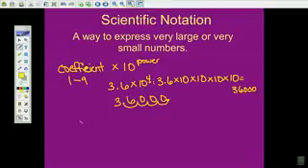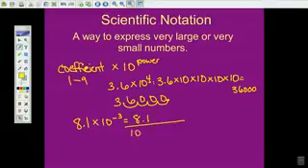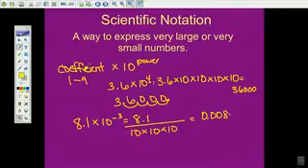And I can do the same thing for a negative power. So if I have 8.1 times 10 to the negative 3, that means I have 8.1 divided by 10, divided by 10, divided by 10, which gives me 0.081. And since this power is a negative, that means I'm going to take my decimal point and move it 1, 2, 3 places to the left and fill in with zeros.